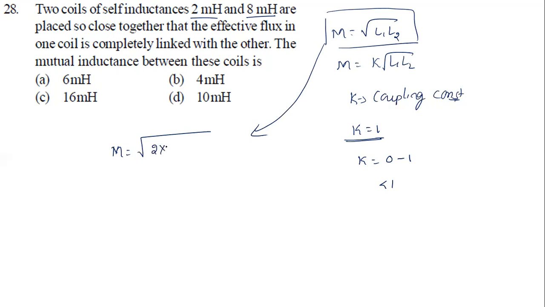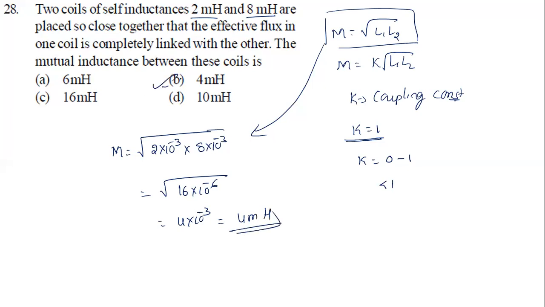L1 is 2 into 10 power minus 3, and L2 is what now? 8 into 10 power minus 3. It will become root of 16 into 10 power minus 6, which is 4 into 10 power minus 3. So it is 4 millihenry. That's the option. For question 28, option B is the right answer.